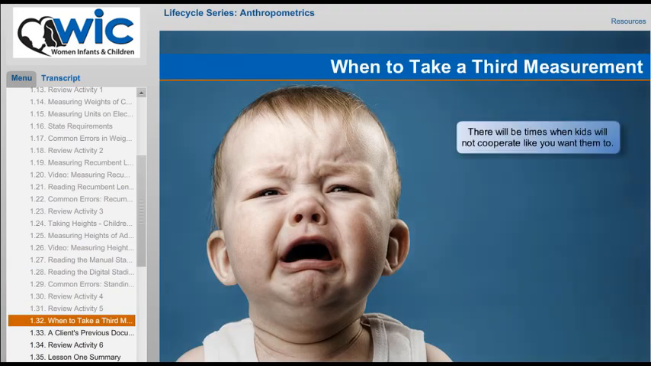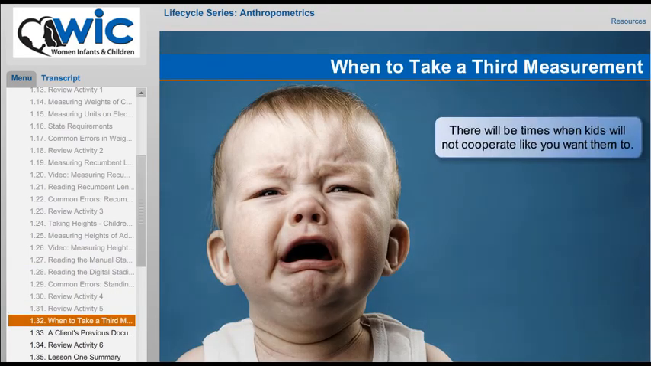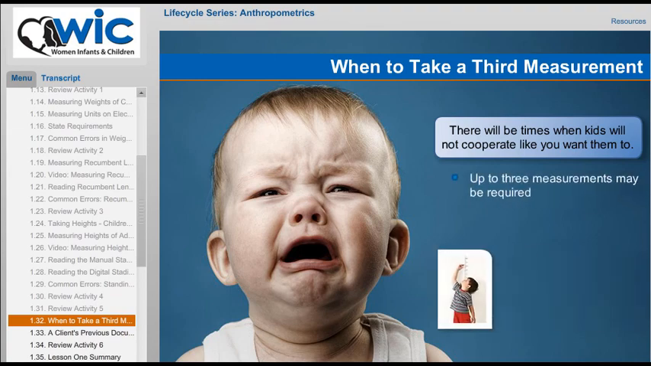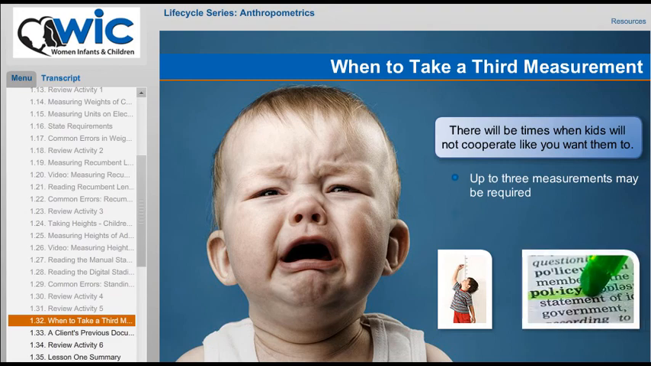Let's face it, there will be times when kids will not cooperate like you want them to. They can fidget, squirm, and even cry, making your measuring difficult. And if you work in an agency that requires 2 measurements to be within a certain range, like 1/2 an ounce for an infant's weight, and they aren't, what do you do? In cases like these, you might need to take a third measurement, then average the 2 closest measurements and enter it into your WIC computer. If you find yourself in this situation, make sure to check with your supervisor as well as your agency's policy manual about what to do.